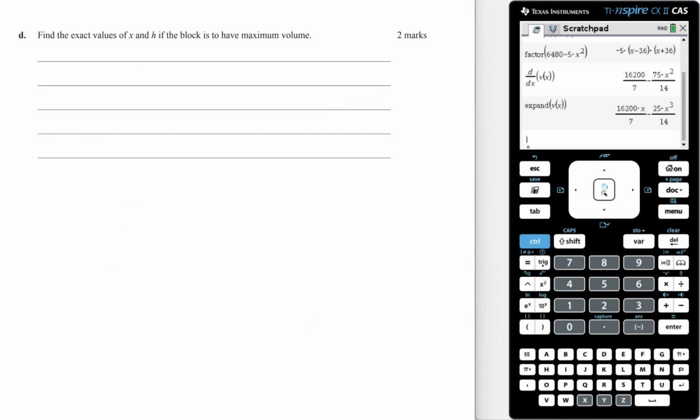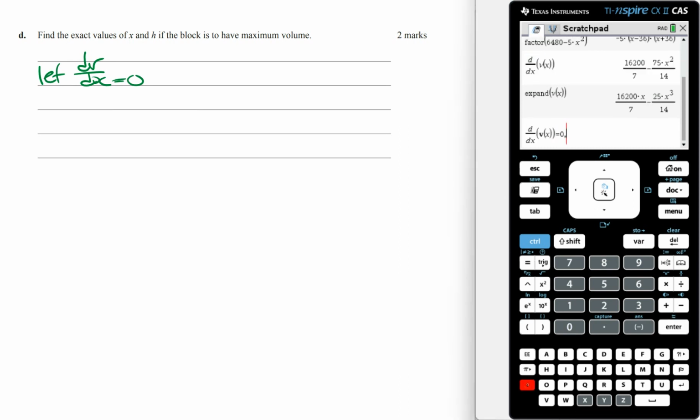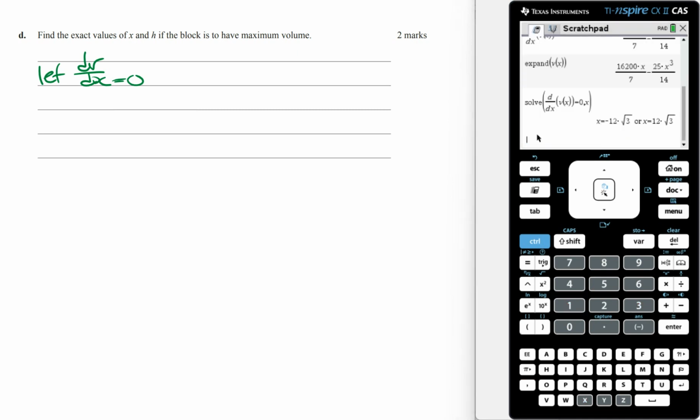Part D. Find the exact values of x and h if the block is to have maximum volume. To find the maximum volume, we need to let dv dx equal 0 and then solve for x. And using the calculator, we can work this out. Solving for x is equal to minus 12 times root 3 or 12 times root 3. We know that x is larger than 0, and so therefore x has to equal 12 times root 3.